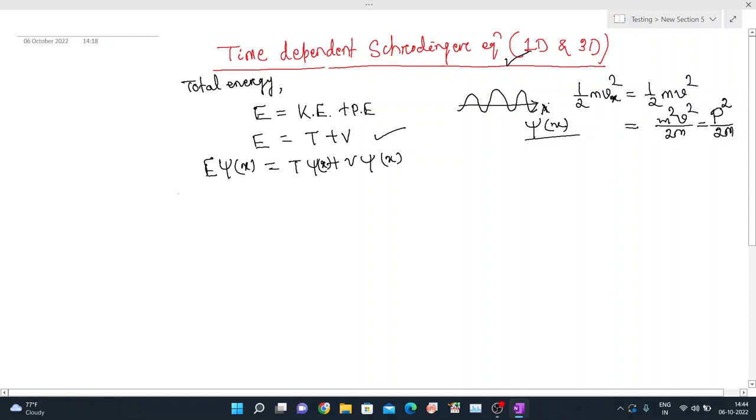Okay, now we will write E psi(x) simply as E psi. E psi is equal to T psi plus V psi, where in place of T, the kinetic energy, we can write p square by 2m into psi plus V into psi. We will call this equation number 1.